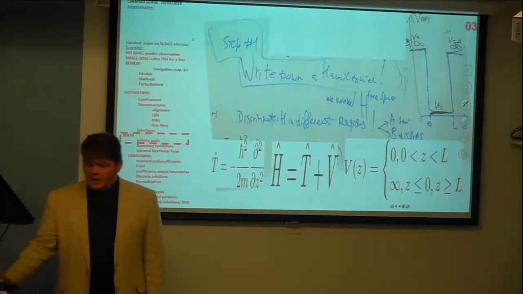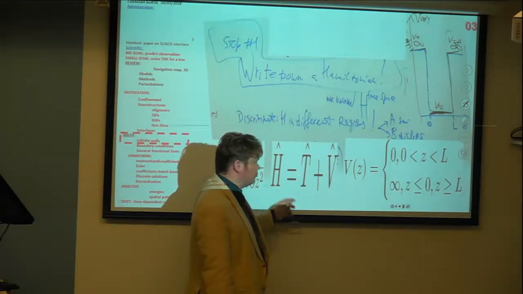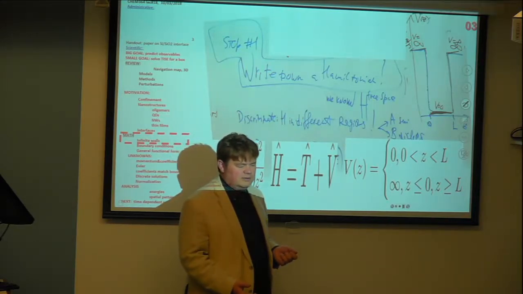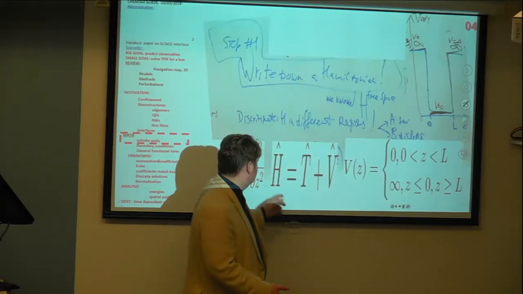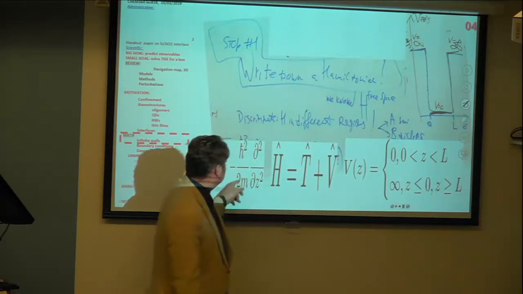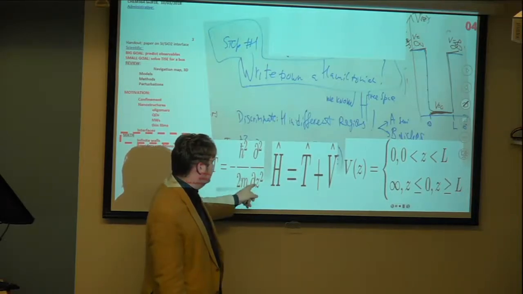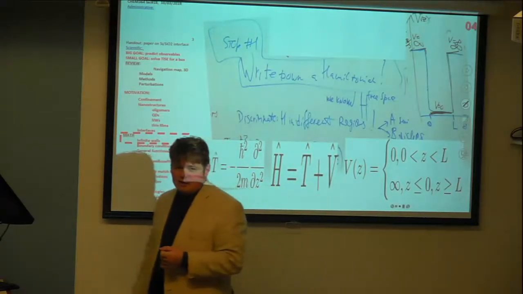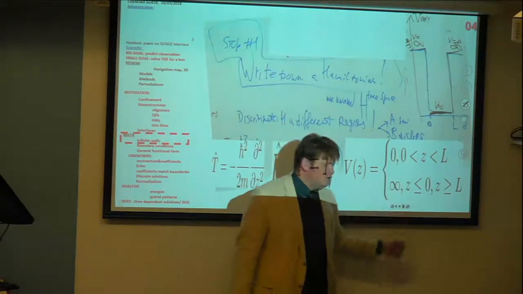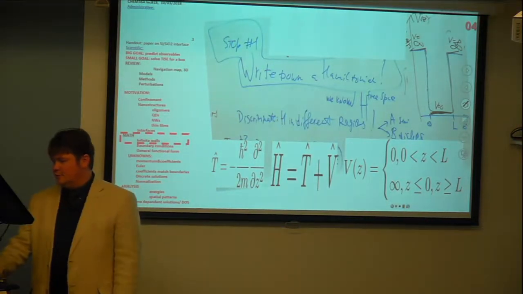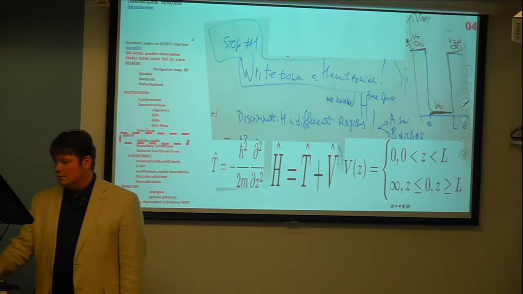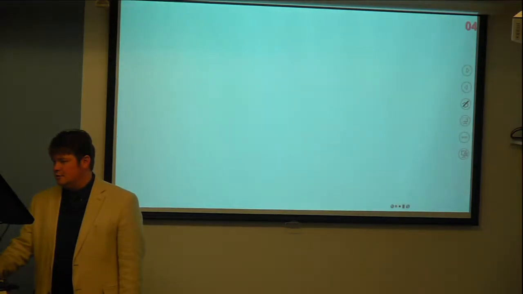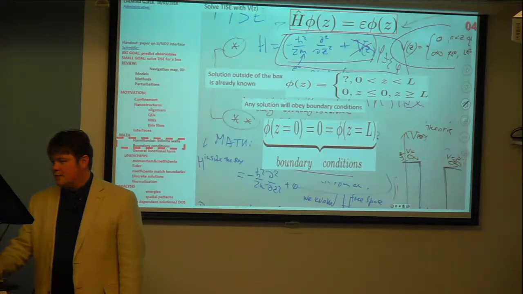We always need to write down the Hamiltonian, because that is what enters the equation which we need to solve. The Hamiltonian includes kinetic and potential energy. Kinetic in one dimension is the second derivative over position, and potential will be zero, same as in free space, inside the box, and it will be infinite outside, when the independent coordinate is smaller than the left edge or higher than the right edge.